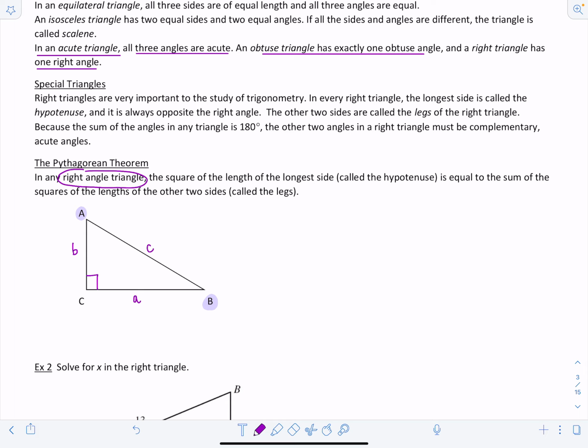And the Pythagorean theorem tells us that the square of the hypotenuse, the longest side, so c squared, is equal to the sum of the two legs squared, a squared plus b squared.